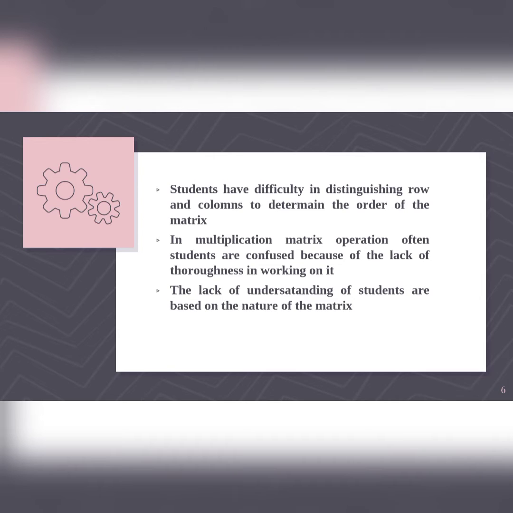Some of the difficulties experienced by students in this material include: students have difficulty in distinguishing rows and columns to determine the order of the matrix. In matrix multiplication operation, often students are confused because of the lack of thoroughness in working on it. The lack of understanding of students is based on the nature of the matrix. It can be maximized. The students have difficulty because of the accuracy in doing it.